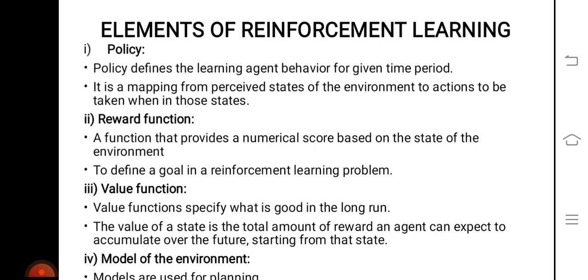The value function specifies what is good in the long run. The value of a state is the total amount of reward an agent can expect to accumulate over the future, starting from the state. Sometimes in the current situation one decision may be taken as good, but in the long run it may lead to negative. So the value function defines which decisions will lead to a good reward. And then the last one is the model of the environment. Models are used for planning our model or algorithm.